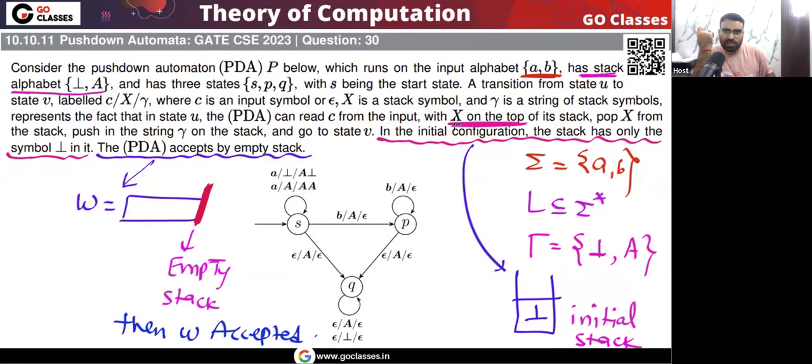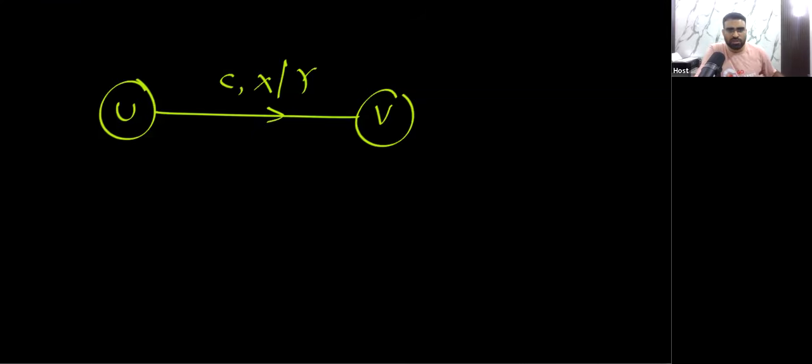Remember, when you read this symbol X on top of the stack, it means you are popping this symbol X. Yes or no? Reading the top of the stack symbol automatically means you are popping this symbol X from the top of the stack. So you pop X from the stack, then you push this string gamma on the stack, and then you go to the state V. So this is what it means.